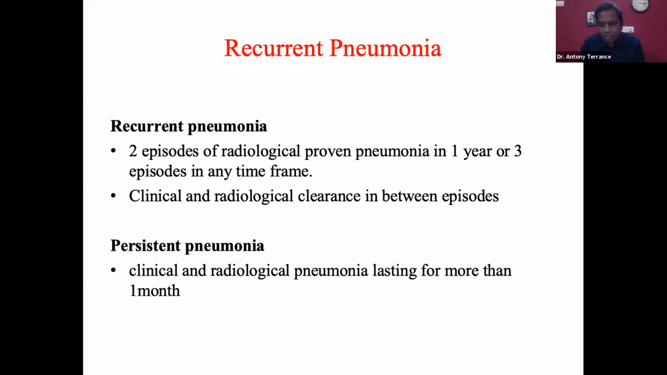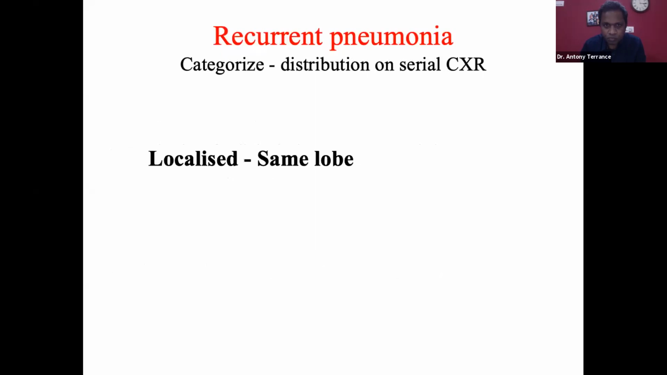Not only do you have to look at the opacities, but you should also look at the distribution of opacities. That will help in further evaluation. In the serial X-rays, if the opacities are in the same lobe, it is going to be a localized disease. If it is in different lobes, it's otherwise called multifocal disease. Etiologies will be totally different.